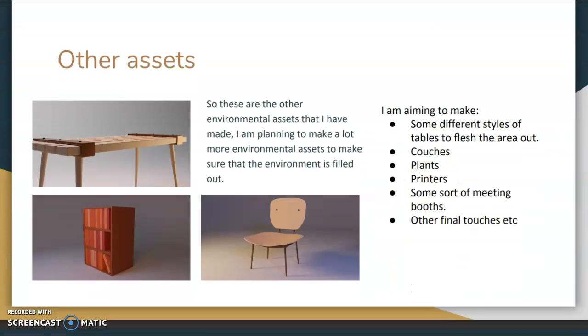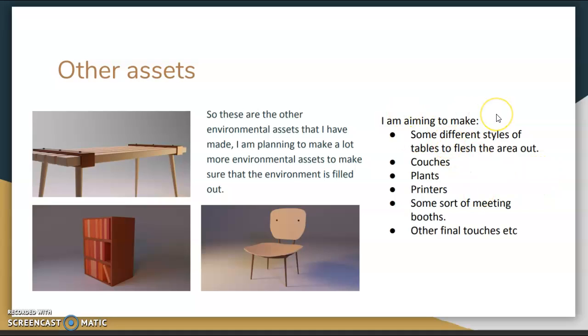These are the other assets that I've made. I'm making some different styles as well, but I'll talk about that in a minute. So I've got the chair, the bookcase, and the table. These are the other environmental assets. I plan on making a lot more to make sure the environment's fleshed out. These are some of the ones I'm planning to make.